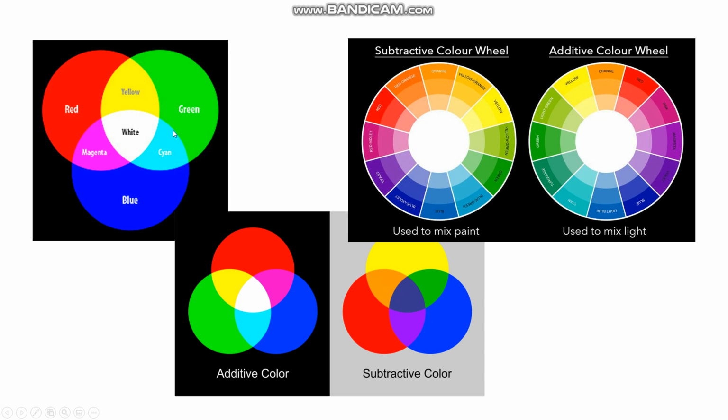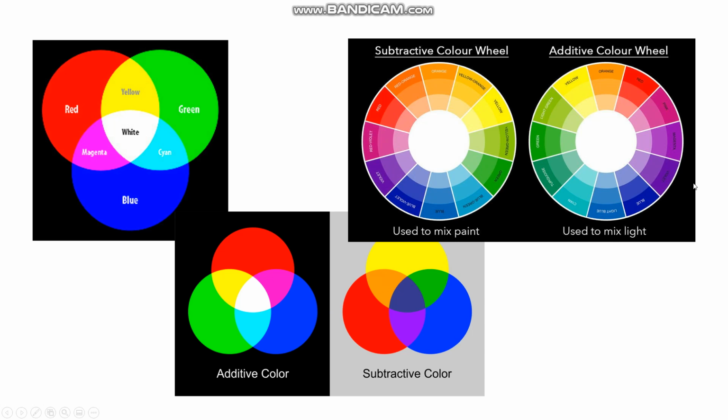This is the additive color, which is also the projected color light system. And in the projected color light system, the three primaries are green, red, and blue. As opposed to the traditional color system, which also is sometimes called the subtractive color system. So this would be subtractive and this would be additive.